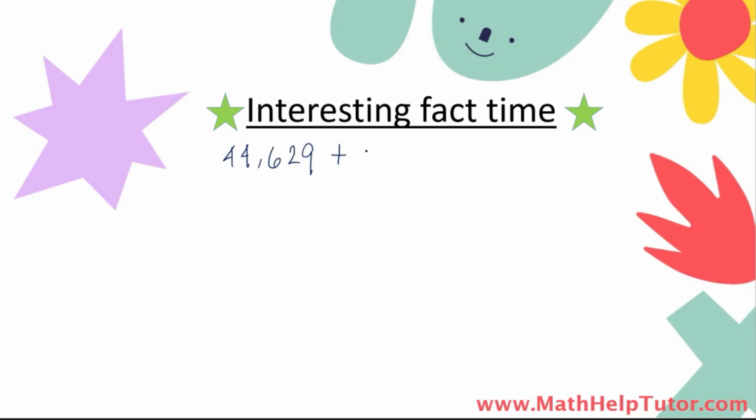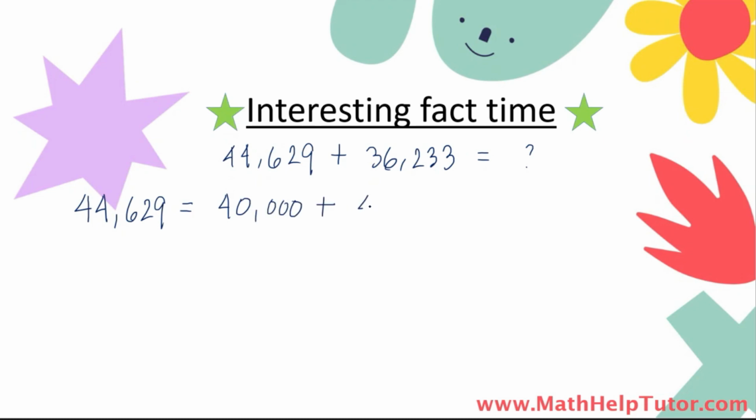44,629 and 36,233. So what's the answer? Let's first write the decomposed versions of these numbers. So 44,629 is equal to 40,000 plus 4,000 plus 600 plus 20 plus 9.